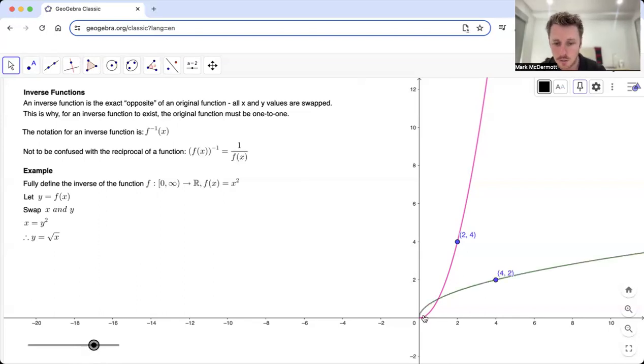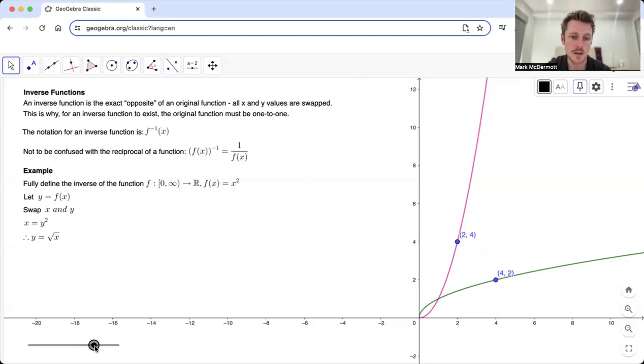And as you can see, y equals square root of x is this graph here, is this green line. And look what you notice. 2, 4 became 4, 2. And that's true for every point along here. The x and the y values will make a direct swap.